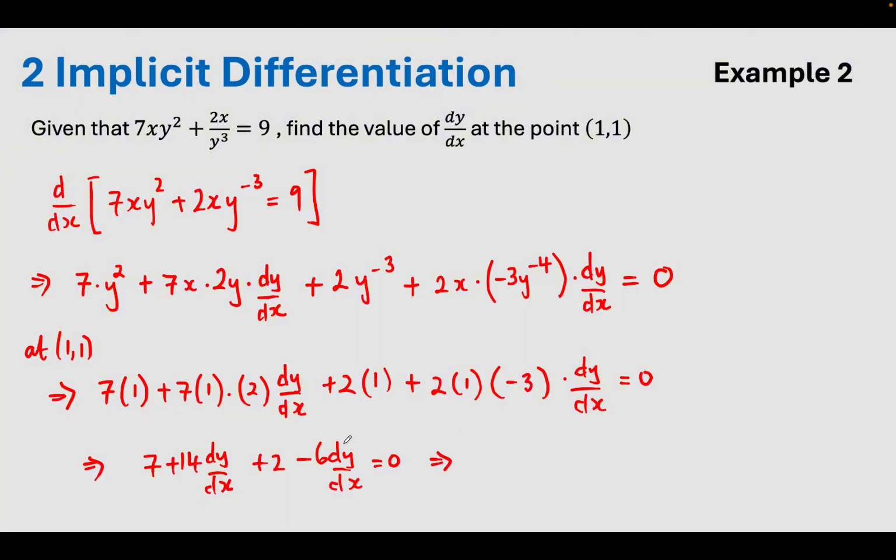And if I continue to tidy this up, I have 7 and 2 here. So if I bring those to the other side, I get minus 9 equals 8 dy/dx, and therefore dy/dx equals minus 9 over 8. Okay, so where possible, try and make your life a little bit easier.